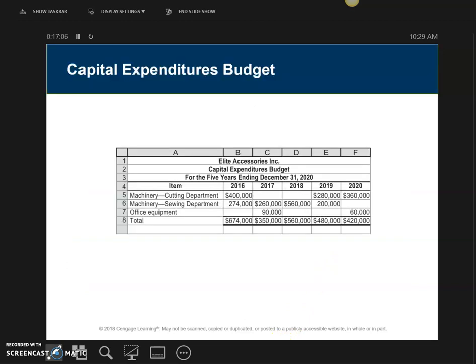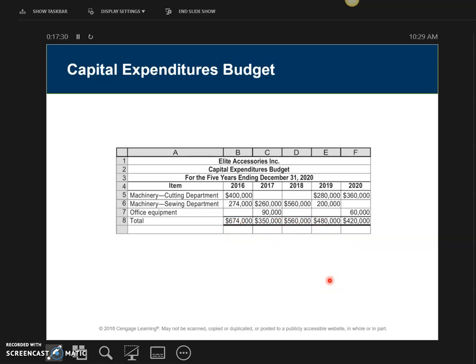So it's very simple. I already know that I'm going to be replacing equipment in these years. In the cutting department, I'm obviously buying new equipment this year. Next year, I'm not buying any. In cutting, I'm not buying again till 2019, 2020. But these are numbers that I can project because I do need to replace my equipment every so often.